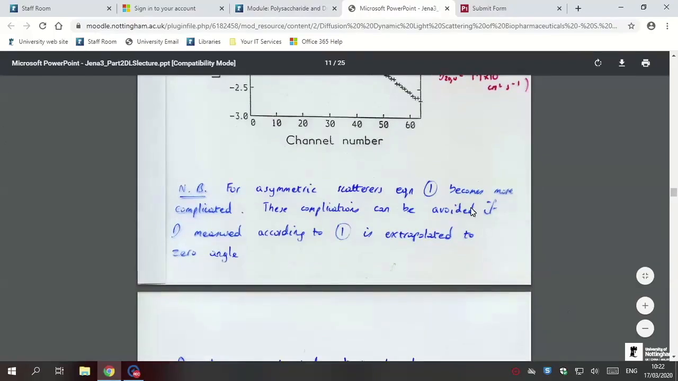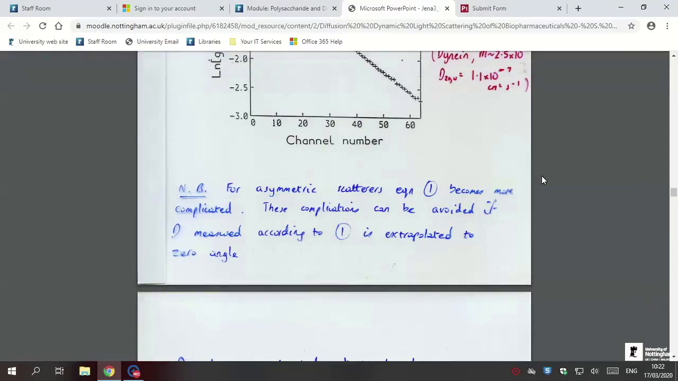Just one word of warning: if you've got an asymmetric scatterer, then you need to extrapolate back to zero angle, because there's a complication caused by not just translational diffusion, but what is called rotational diffusion, a tumbling motion. So what you actually measure is an apparent diffusion coefficient, which is affected by tumbling asymmetry. But if you've got a spherical particle, then these tumbling effects are negligible.